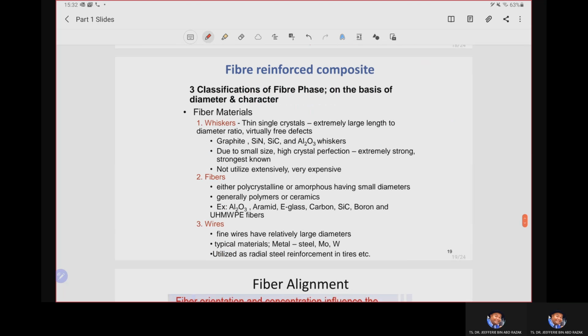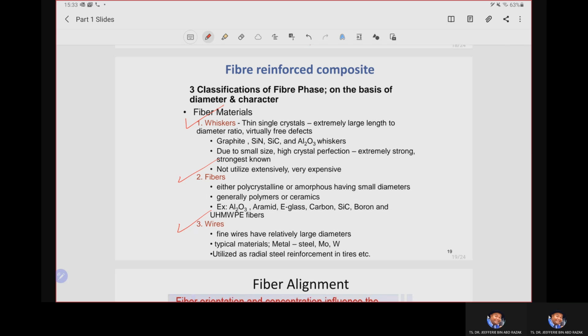Next, for fiber reinforcement with regard to aspect ratio, we can further classify them by referring to the L over D value. The fiber material is further classified on the basis of their diameter and characteristics. So we will have the whiskers, the fibers themselves, and the wires. Whiskers, in Malay language, we call them sesungut. Let's see the difference between them.